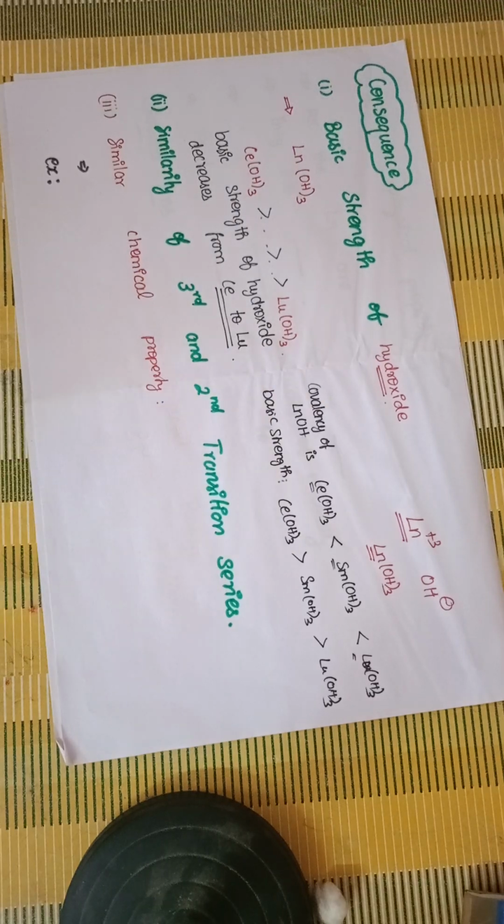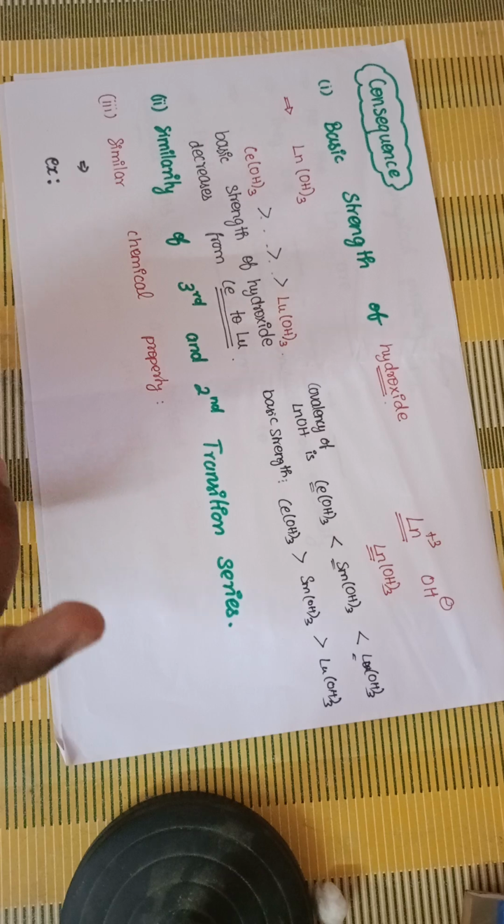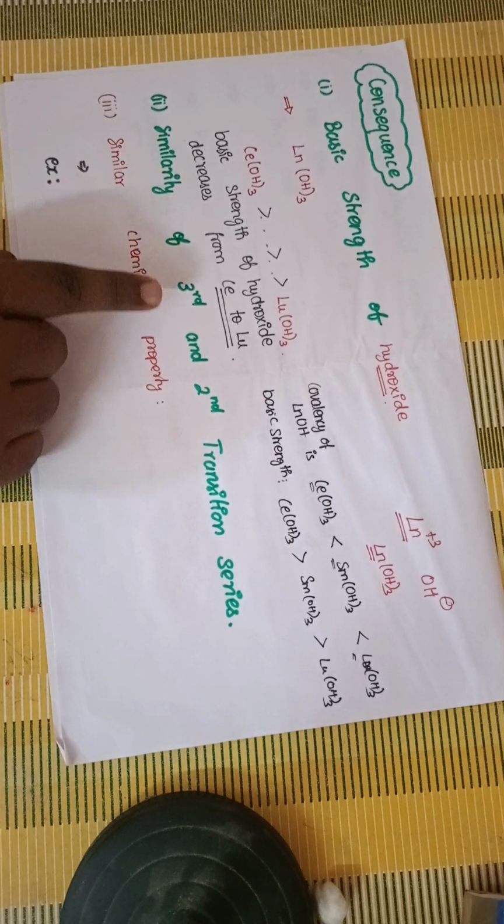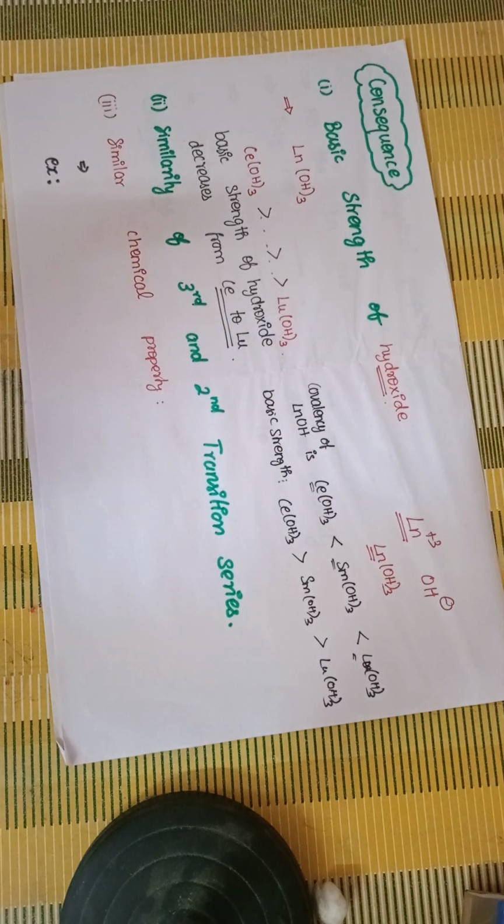Okay. Next, due to lanthanide contraction, the second transition series and third transition series become more similar in property because the size of the element decreases. The remaining elements from hafnium to mercury behave like the second transition series. Actually, they are third transition series, but they behave like a second transition series. So, similarity of second and third transition series.